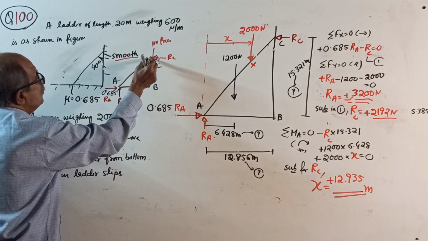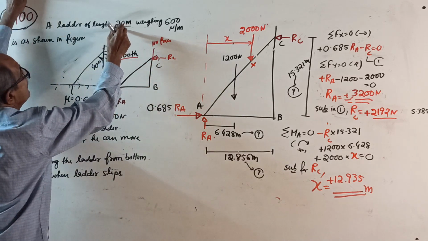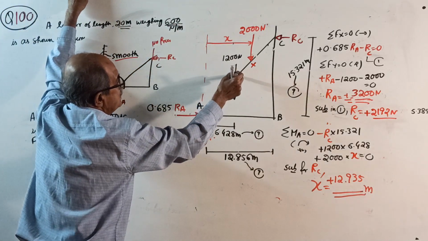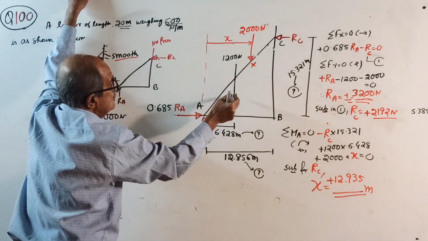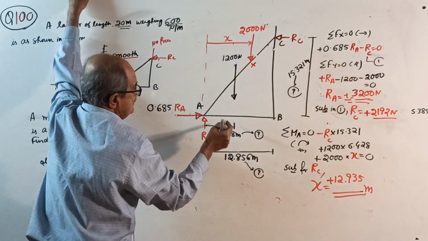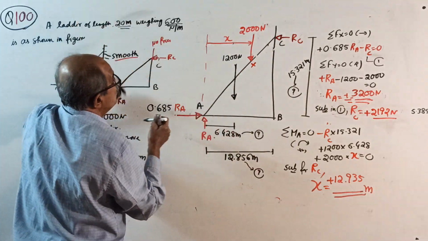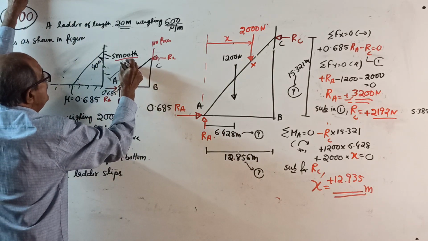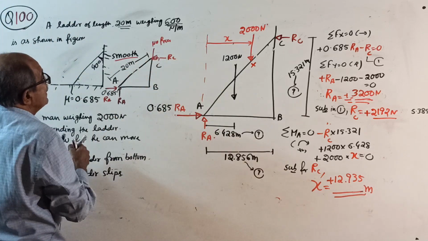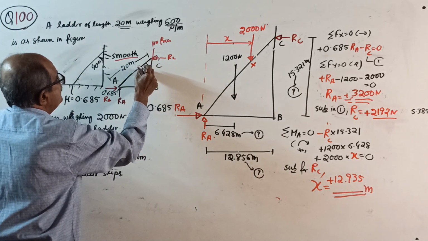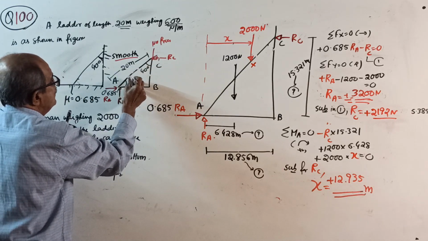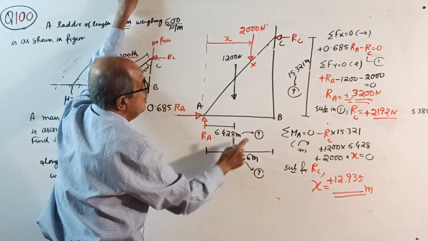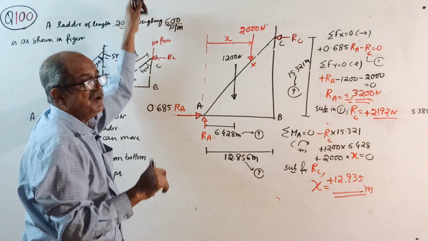Then the total length of the ladder is given, 20 meter. Weight is 60 Newton per meter. Multiply, you will get 1200 Newton through the center. So this is the center of this length. Now, using this, this length is given as 20 meter. This angle is 40 degrees, this is 50 degrees. So use trigonometry. All this I explained. You have to get it. Okay, all this you do.